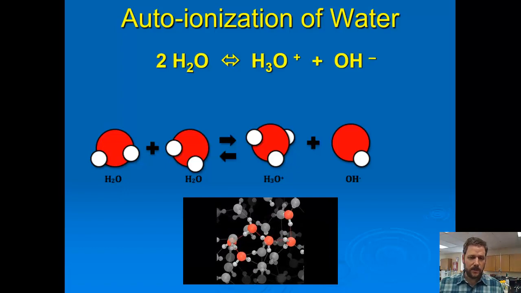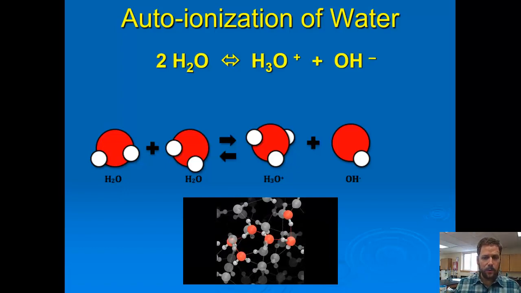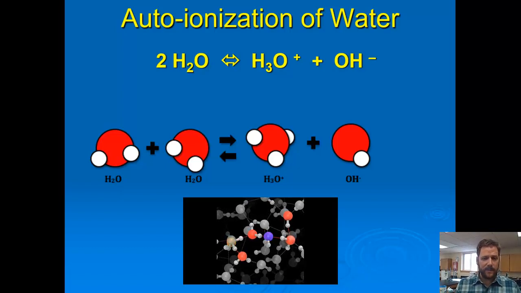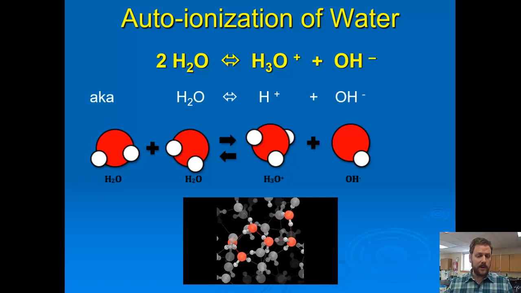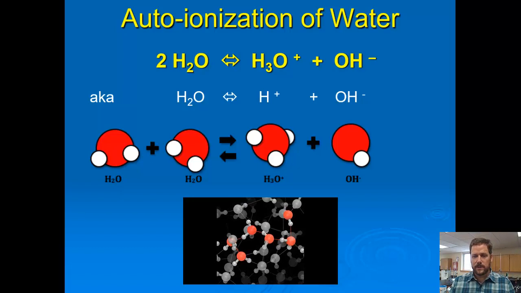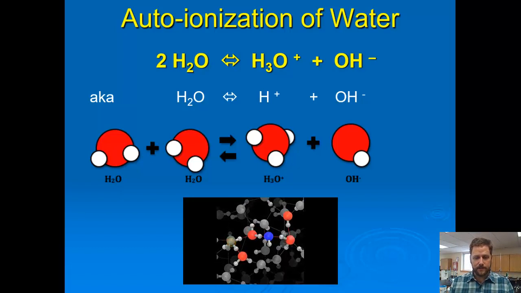Now this equation shows what's occurring. Two water molecules react. Although sometimes we might simplify this and show it as one water molecule just breaking apart into a hydrogen ion and a hydroxide ion. And while that's often used to describe the auto-ionization of water, it is a bit of a simplification.